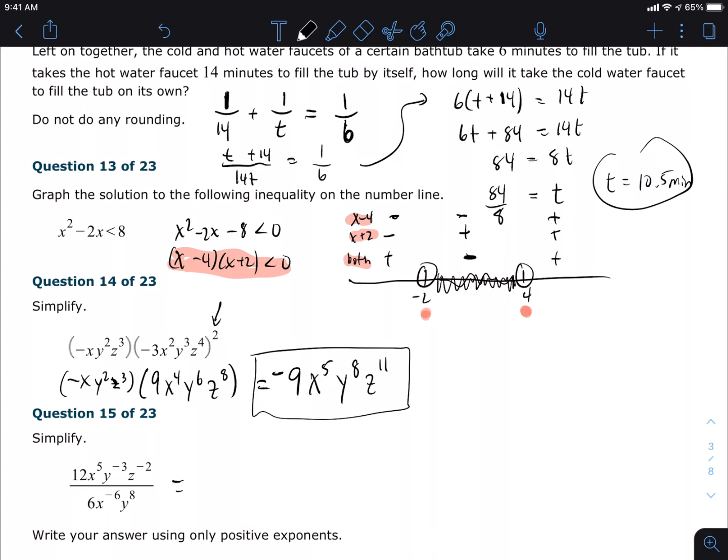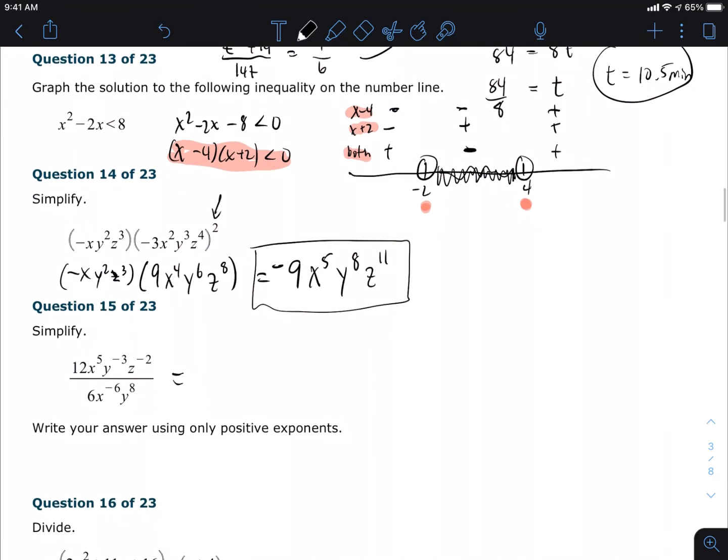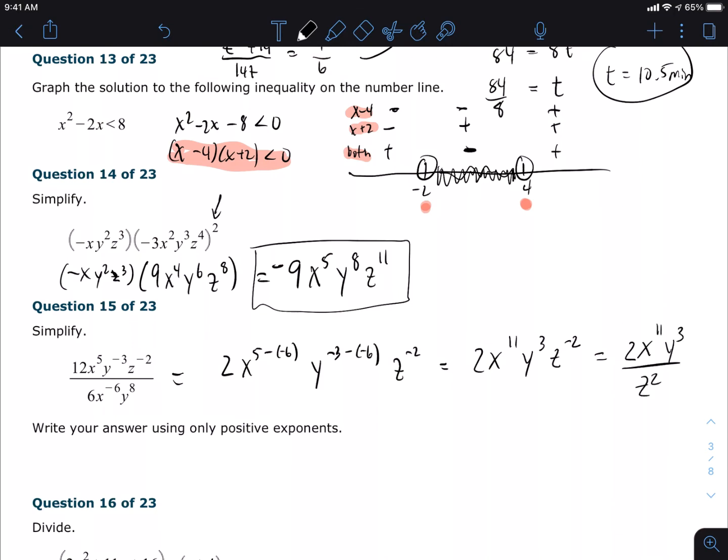All right, this next example, 12 divided by 6 is going to give me a 2. And then I have x to the fifth minus a -6 because of the power rule of the exponent. And then y to the -3 minus a -6. And then I have z to the -2. And that's all I got. So I'm going to get 2x to the 11th, y to the third, z to the -2. So that's going to be 2x to the 11th, y to the third over z squared. And that's my solution.